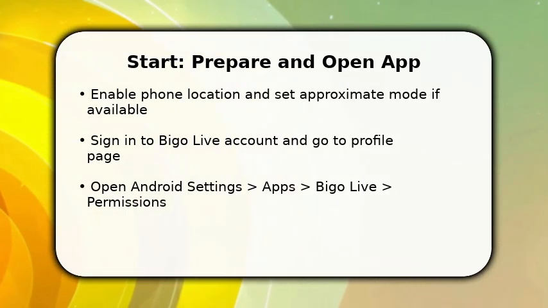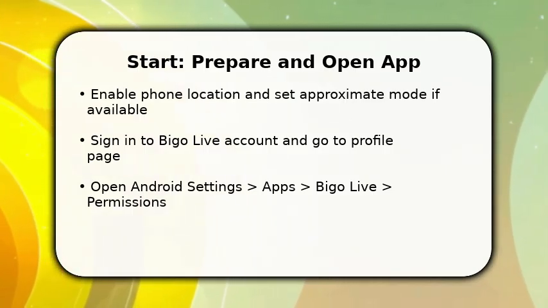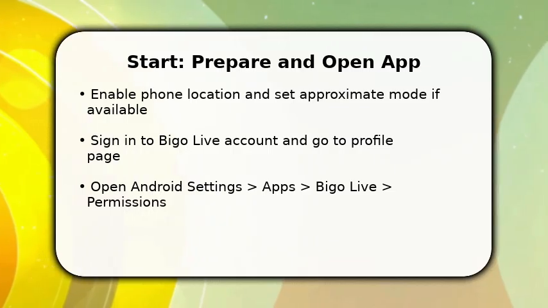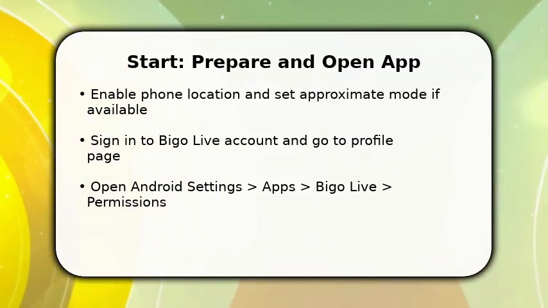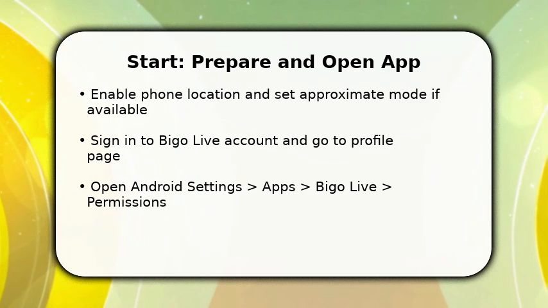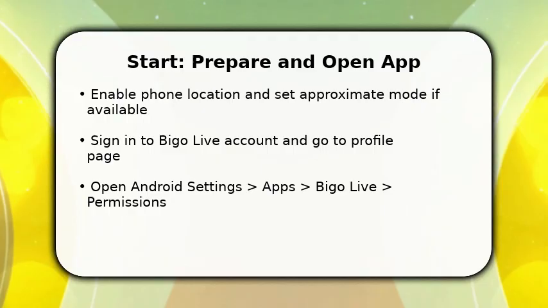Next, go to Android settings, choose apps, find Bigo Live, and tap permissions. Allow location access if it's off. This step lets the app detect or accept location changes. Make sure app-level location is set to while using the app, unless you need background updates for streaming features.